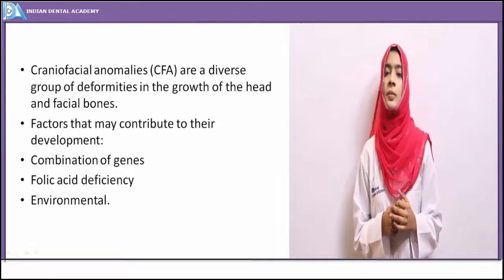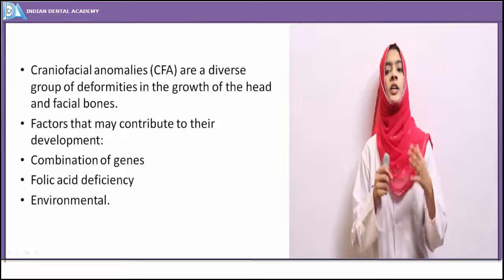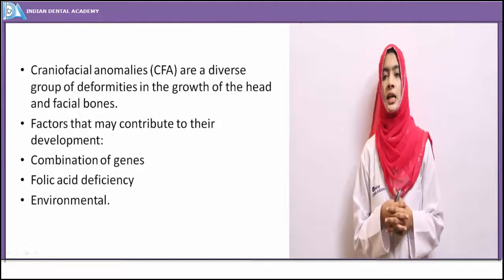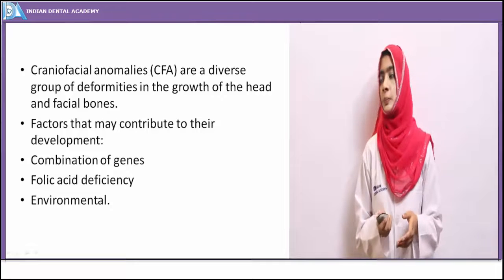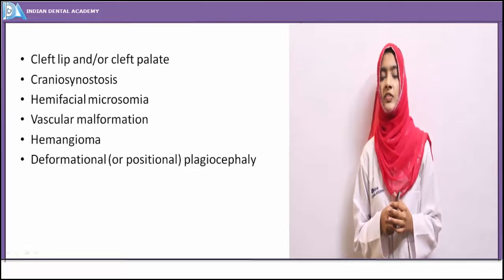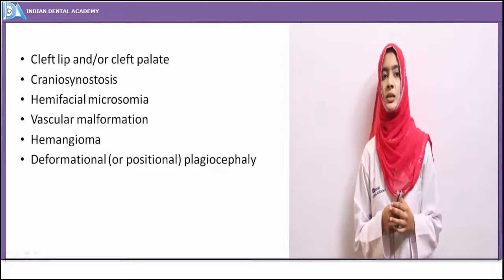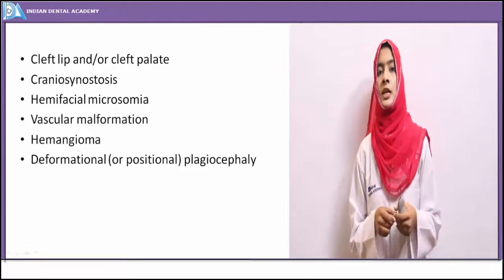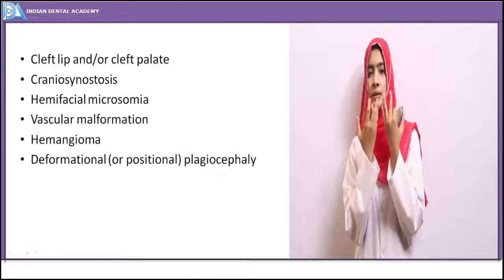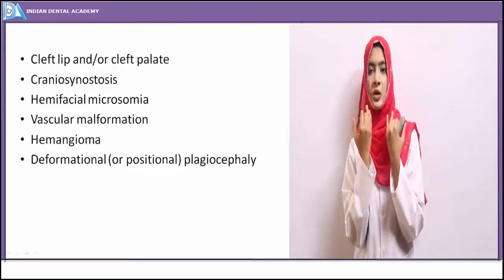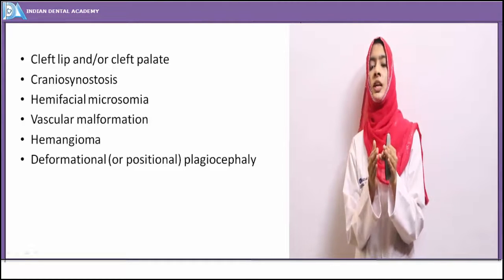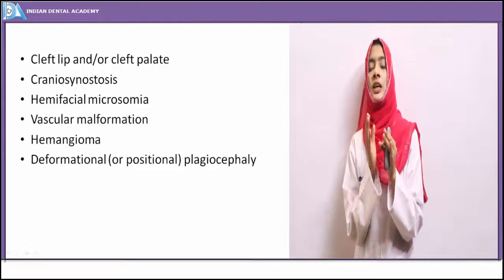So what are the common craniofacial anomalies, or the common developmental disturbances seen in the skull, head and neck region? The commonest ones are cleft lip and palate. We know a cleft is nothing but a break. It is due to non-fusion of the embryonic lateral processes of the lip. If they do not fuse during intrauterine development, it leads to a cleft lip.